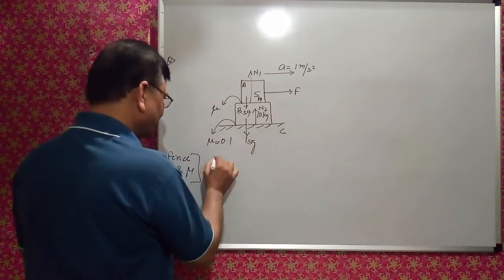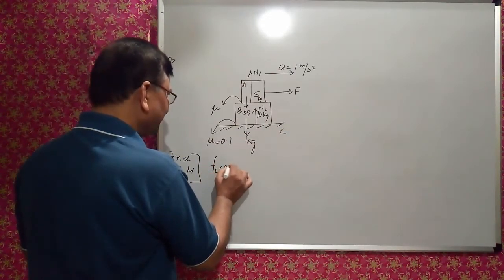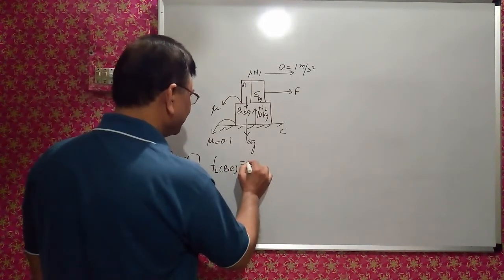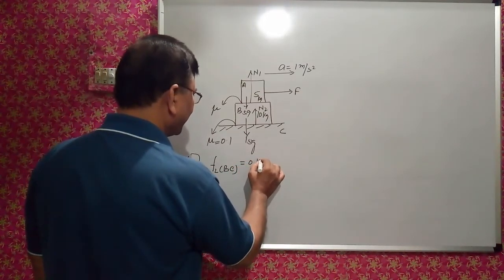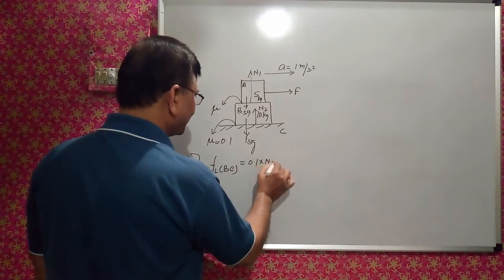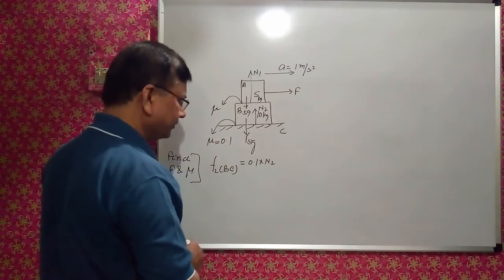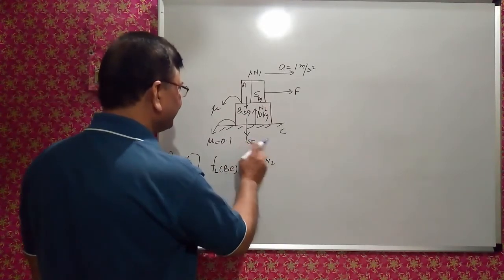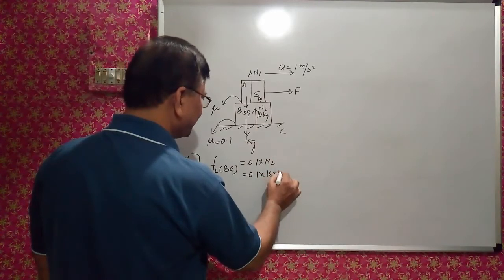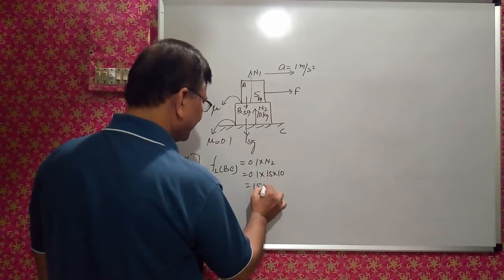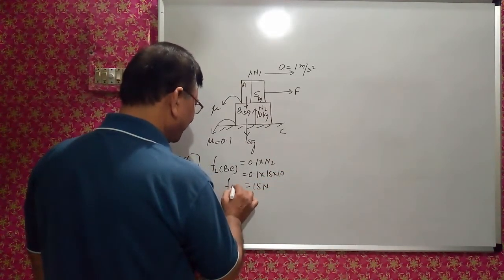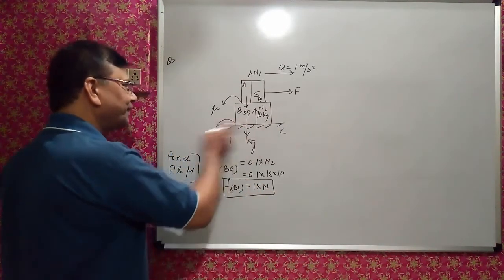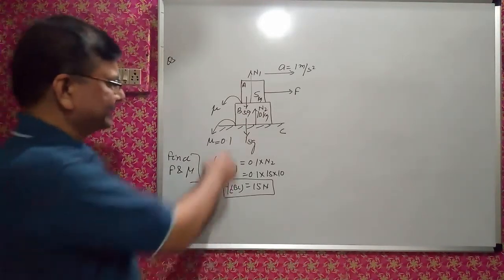दिस इज C. सो FLBC, राइट, इज इक्वल टू हाउ मच? 0.1 into N2, that is mu into N2. That is 0.1 into N2 is 15g, that is 15 into 10, that is 15 Newton. So FLBC मालूम हो गया, that is 15 Newton. Maximum frictional force acting on this.